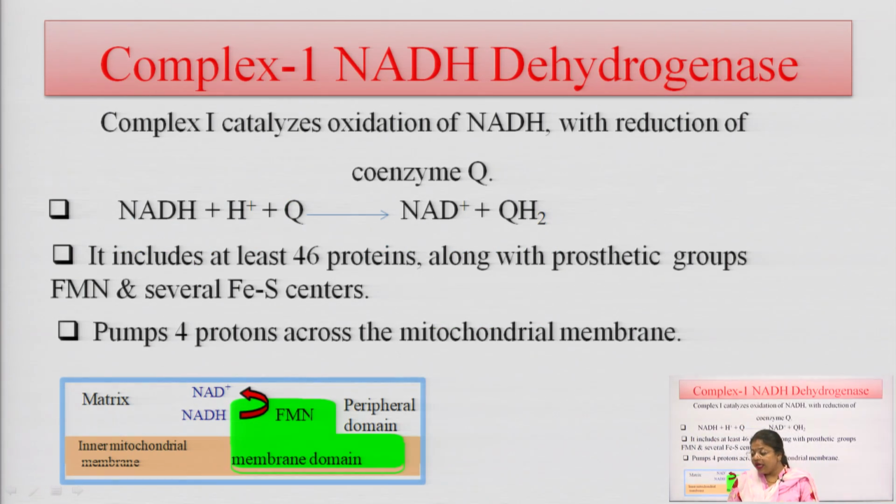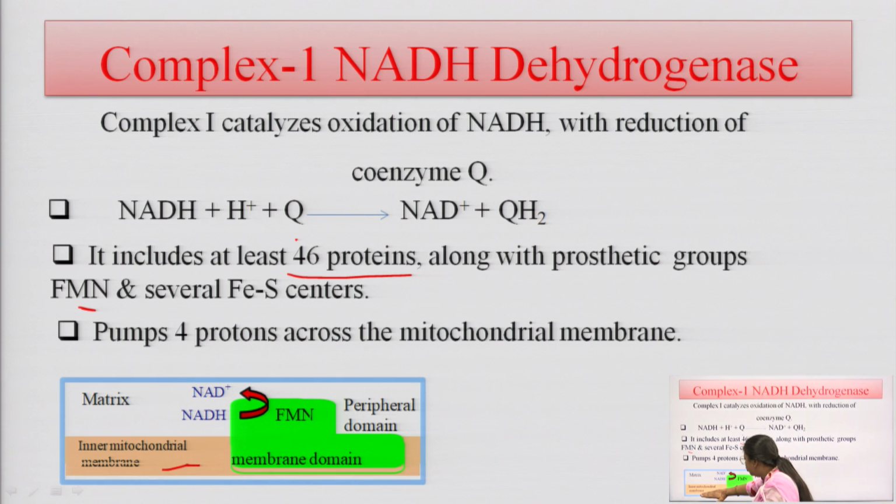Complex 1, NADH dehydrogenase, which I have already discussed previously, catalyzes the oxidation of NADH with the reduction of coenzyme Q. So, NADH plus a hydrogen ion with coenzyme Q gives NAD positive and reduced coenzyme Q. Here there are at least 46 proteins with different prosthetic groups, FMN and iron sulfur centers. Flavin mononucleotide is also helpful in this complex, and this complex pumps 4 protons across the mitochondrial membrane, as shown in this structure.